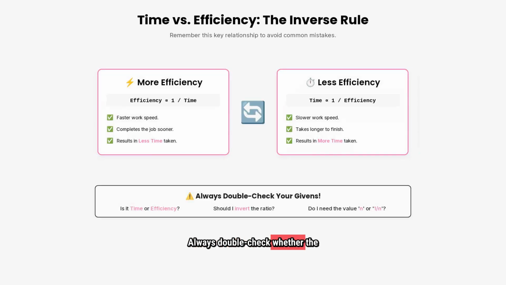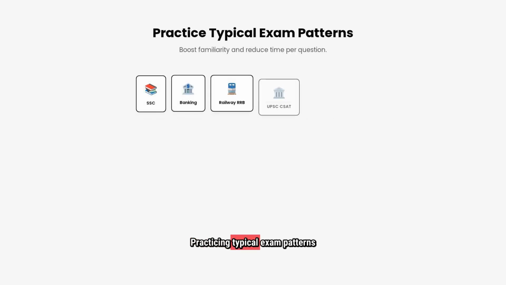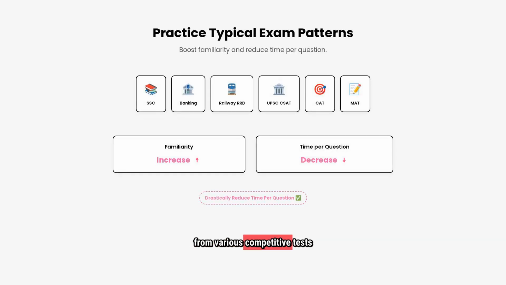Always double-check whether the given information refers to time or efficiency, and remember their inverse relationship to avoid common mistakes. Practicing typical exam patterns from various competitive tests will increase your familiarity and drastically reduce time per question.